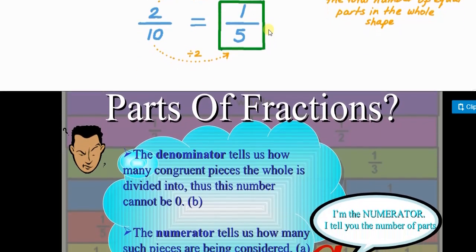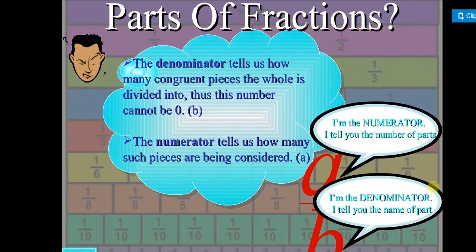So as we know now, the denominator tells us how many pieces the whole is divided into, thus this number cannot be 0 at all. And the numerator tells us how many such pieces are being considered from the whole. So here, I'm the numerator, I tell you the number of parts, and I'm the denominator, I tell you the name of parts. Okay.